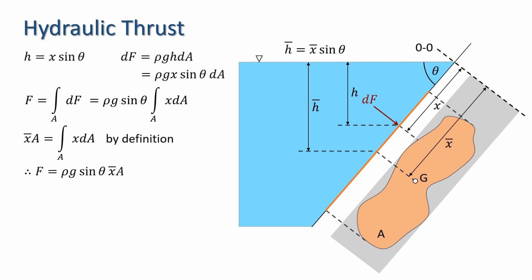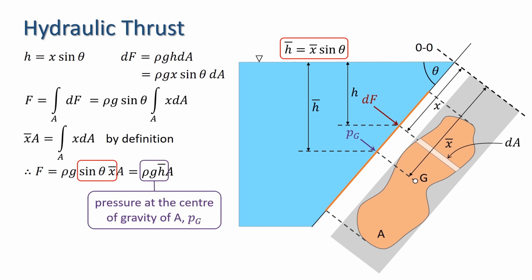We also know that sine theta times x bar is the pressure head at G, which we denoted h bar. Thus, we have ρg h bar times A. Finally, we note that ρg h bar is the pressure at the point G. Thus, F simplifies to pressure at the centre of gravity times area.